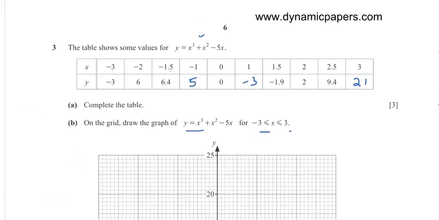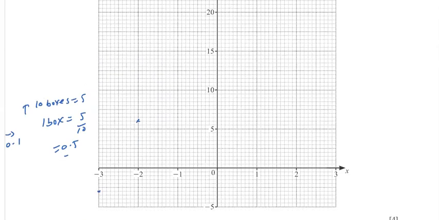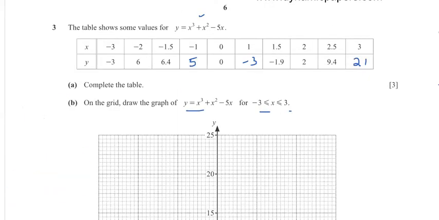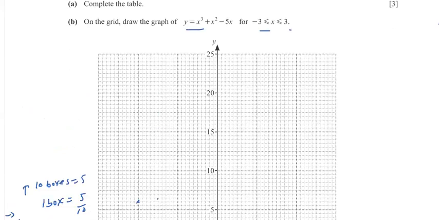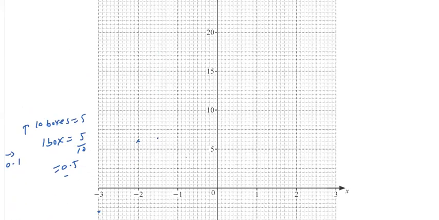For x equals minus 1.5, y is 6.4. So this is 6, so 6.4 will be almost here. Then for x equals minus 1, y is 5. This one.